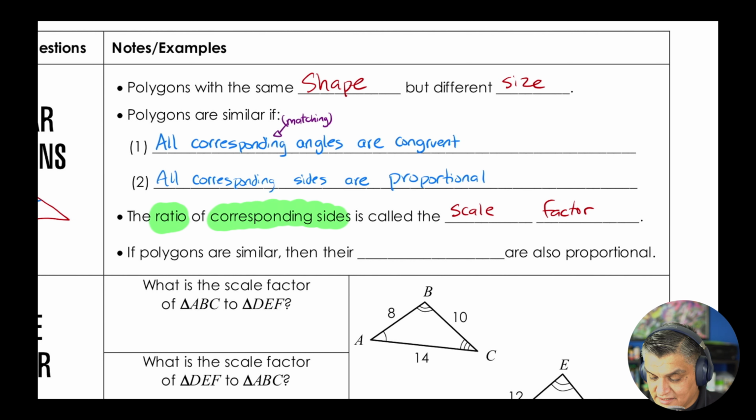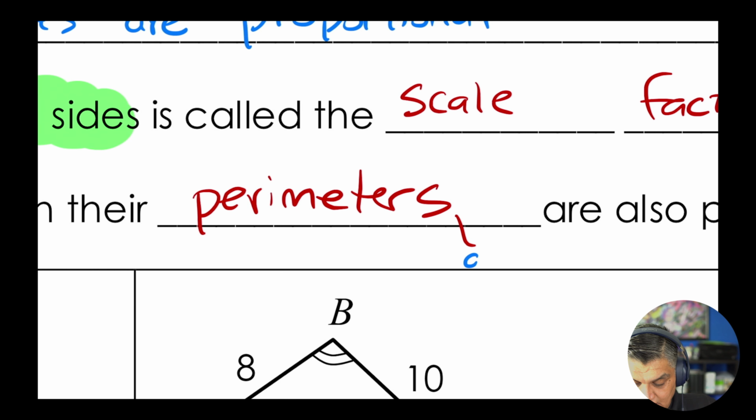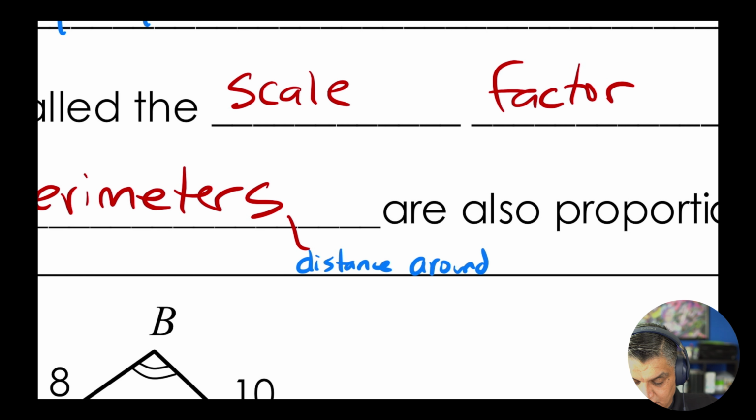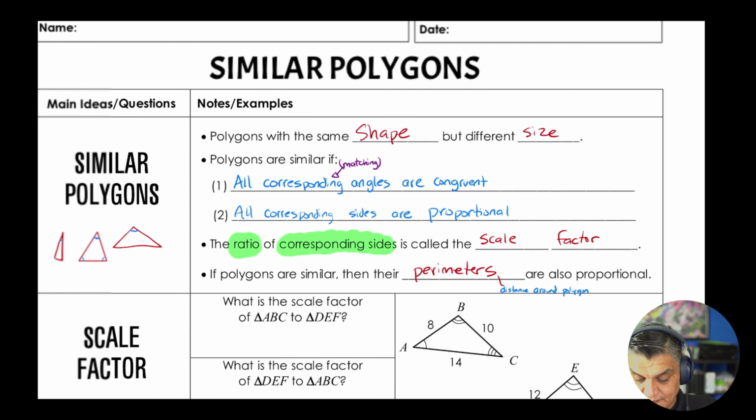Okay. And then one last thing before we leave today, and we'll practice some problems tomorrow. We'll look at some actual polygons that are similar. We can also say that their perimeters are also proportional. So if you add up the distance around the whole thing, those are also the same ratio. They are also proportional. Perimeter, remember, perimeter means distance around the polygon, right? So you're just adding up all the sides.